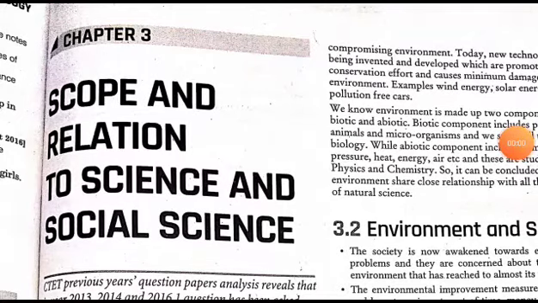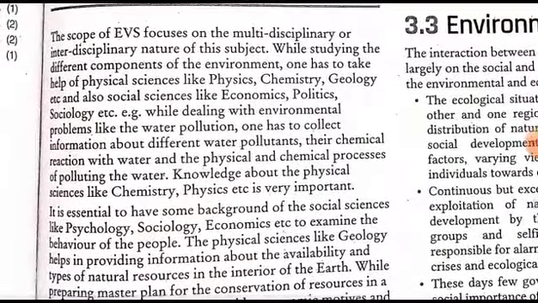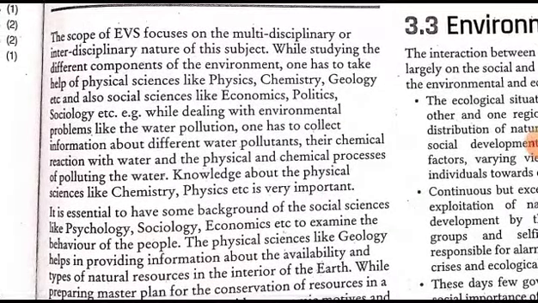So from this lecture we are going to start chapter 3, that is the scope and relation of EVS to science and social science. The scope of EVS focuses on the multidisciplinary or interdisciplinary nature of this subject. While studying the different components of the environment, one has to take help of physical sciences like physics, chemistry, geology, etc., and also social sciences like economics, politics, sociology, etc.